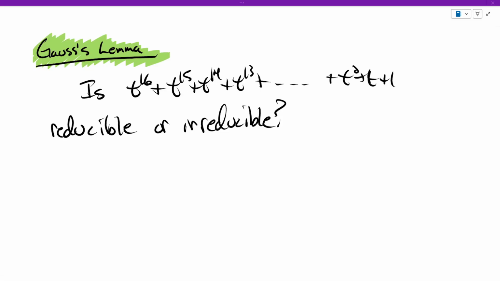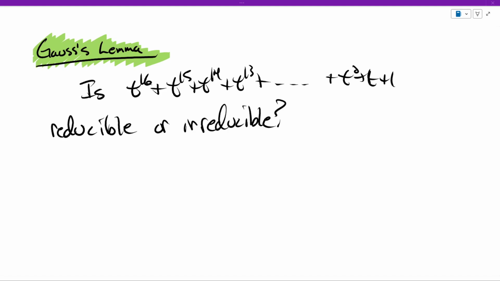All right, we're going to begin our study of reducible and irreducible polynomials with Gauss's lemma. But slightly before that, we're going to consider why this is kind of a hard question. So consider the following polynomial: t to the 16th plus t to the 15th plus t to the 14th, all the way down to plus t plus 1. So you just decrease the exponent by 1 and add it in. The question is, is this irreducible or is it reducible?